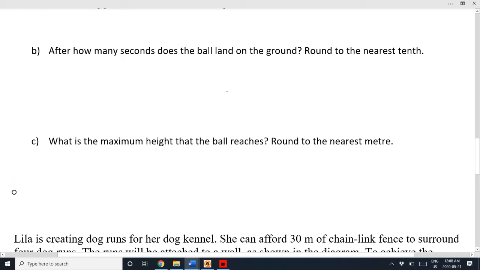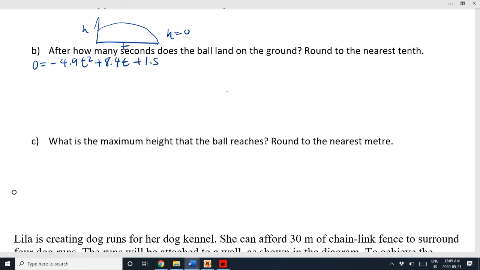So let's try example B here. After how many seconds does the ball land on the ground, round to the nearest tenth? So if we think about our graph from earlier, we have our height here, we have our time here, and we're looking for the time when the ball hits the ground. And when the ball hits the ground, we know h is equal to 0, just like in our last question. So let's set h to 0. So 0 is equal to negative 4.9 t squared plus 8.4 t plus 1.5.